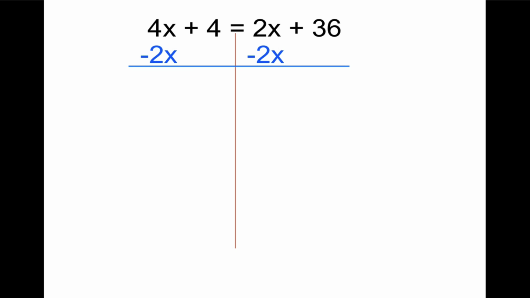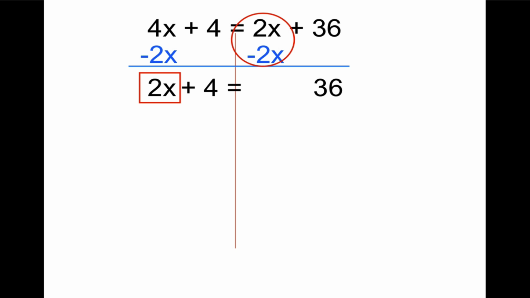So 4x minus 2x equals 2x. On the right-hand side, 2x and negative 2x cancel out. Okay, so we get 2x plus 4 equals 36. And from here, we have a regular two-step equation. This should begin to be easy at this point.